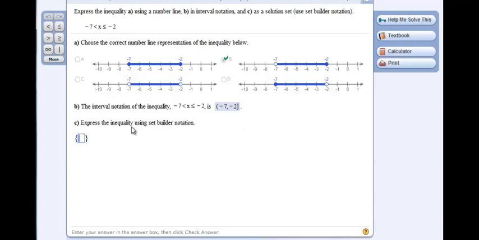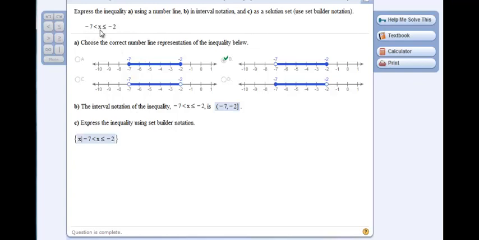Now express the inequality in set builder notation. So this is the one where you don't have to do anything. You just have to put in the x, the vertical bar, and then you have to just type this out right here. -7 is less than, and don't forget about these symbols over here on the left side. So that's less than x, which is less than or equal to -2. And that is it.